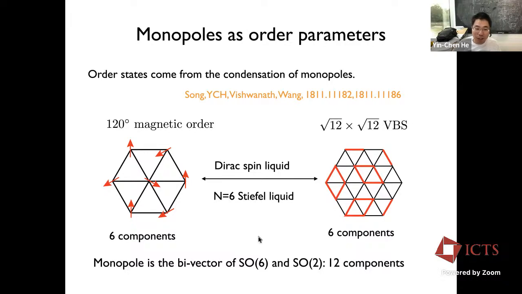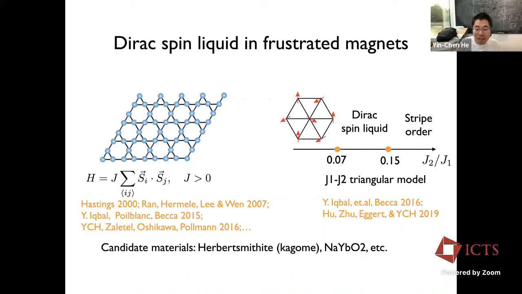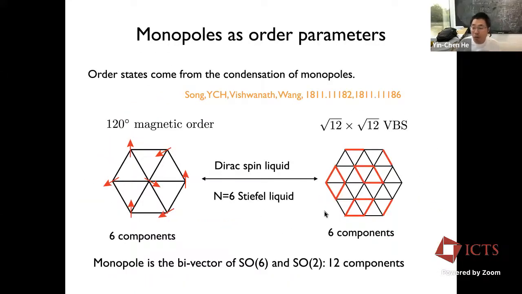One thing you can easily check is that the numbers match. In total, I get 12 components. And remember, the Stiefel manifold SO(6) quotient SO(4), as I showed before, is 2 mutually orthogonal 6-component unit vectors. So in total, I also have 12 components of order parameters, which matches the number of order parameters of those 2 different symmetry breaking orders. There are also a number of non-trivial checks that we did in our paper.